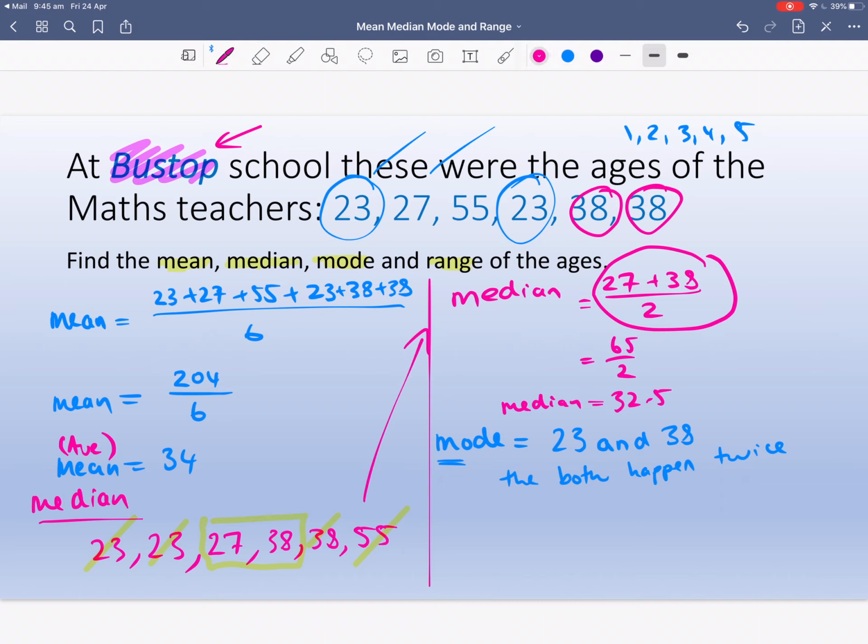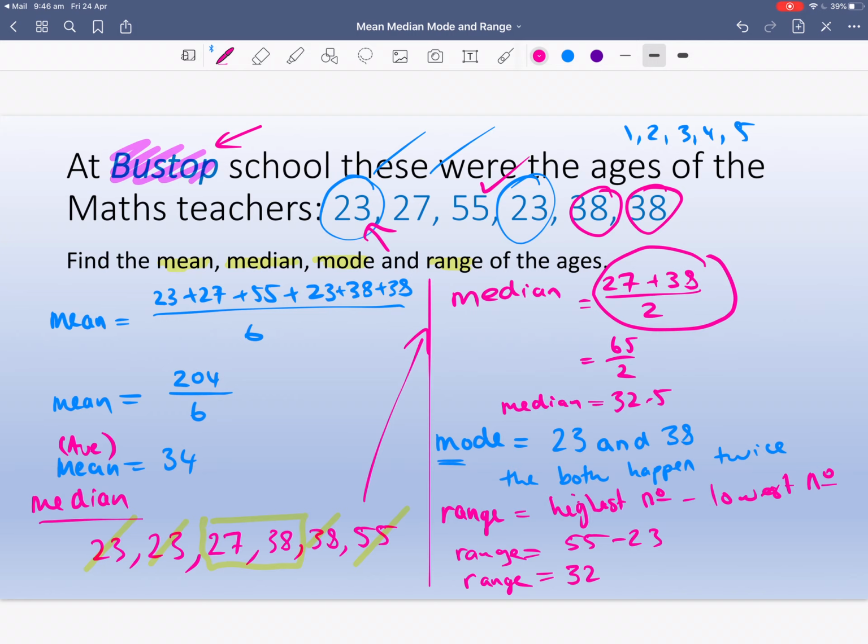And finally, the range. I remember what the range was. It's the highest number minus the lowest number. Well, that's easy. The highest number is 55 and the lowest number is 23. So I'm just going to pop it in my calculator, or you can do it in your head. And you should get 32, because 50 minus 20 is 30, and 5 minus 3 is 2. So that's your range there, okay?